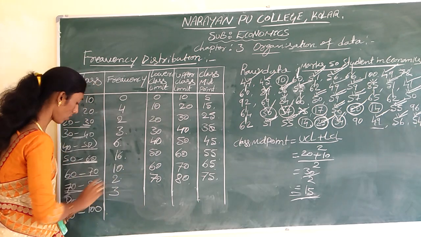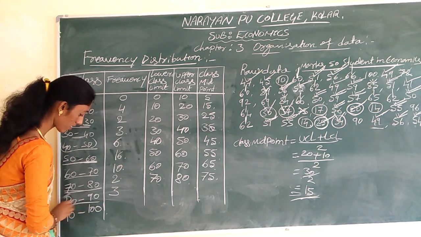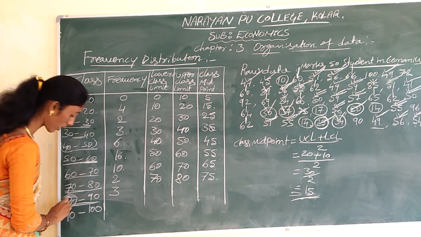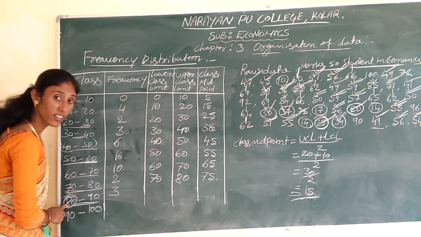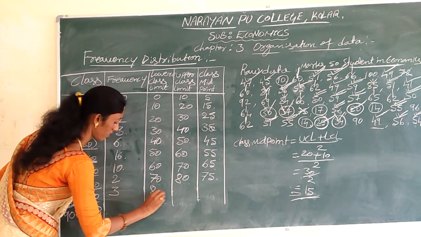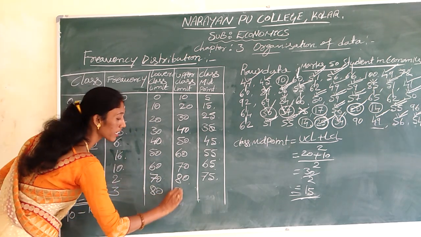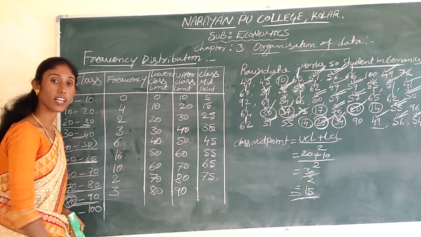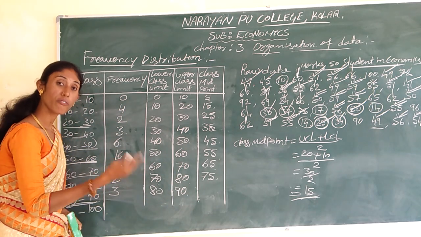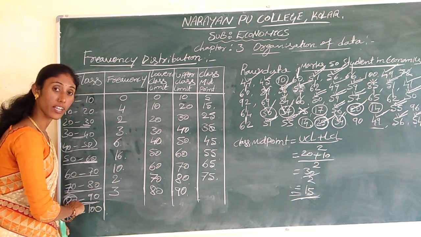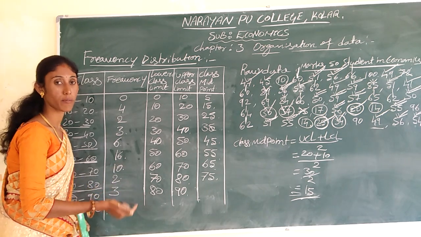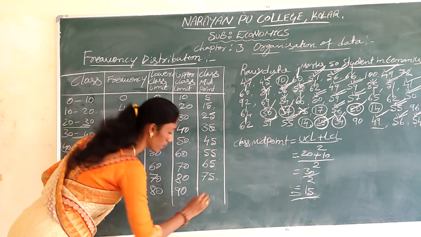Then lower limit of this particular class is 80. And upper class limit of this particular class is 90. Then class mark or class midpoint will be 85. 90 plus 80 we will get 170, and 170 divided by 2, 85.